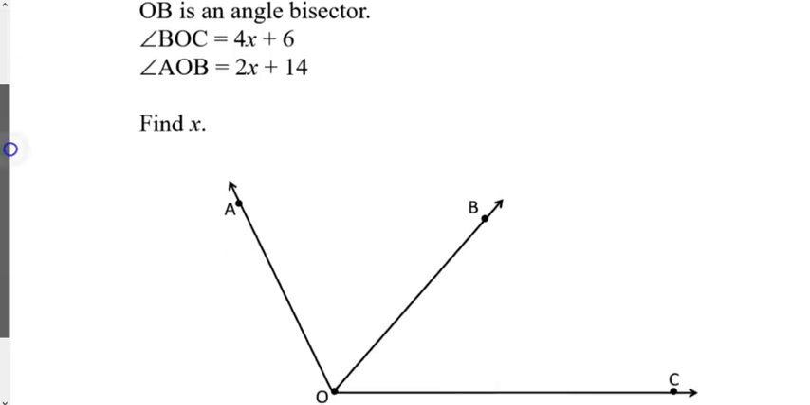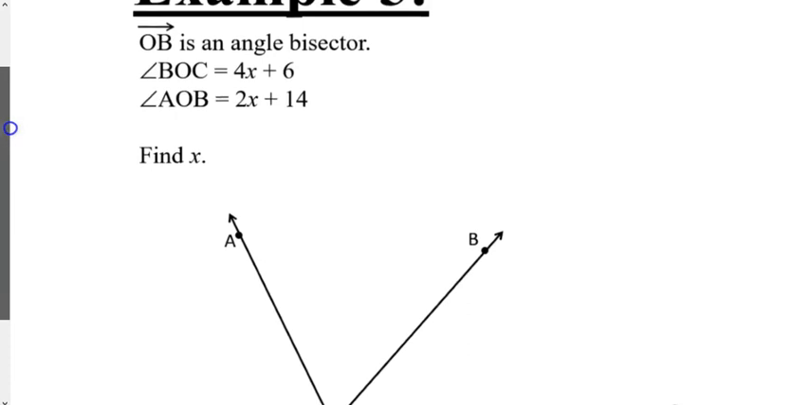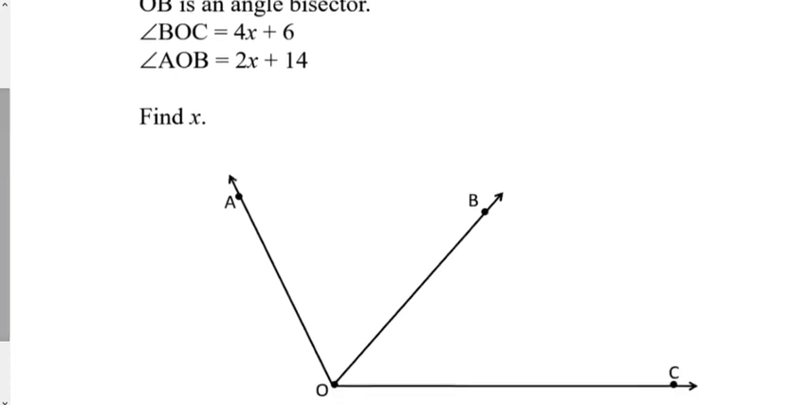Okay, OB is an angle bisector. BOC is 4x plus 6. So this is 4x plus 6. And AOB is 2x plus 14. Always pay attention to your letters. Make sure BOC is that angle, AOB is that angle.